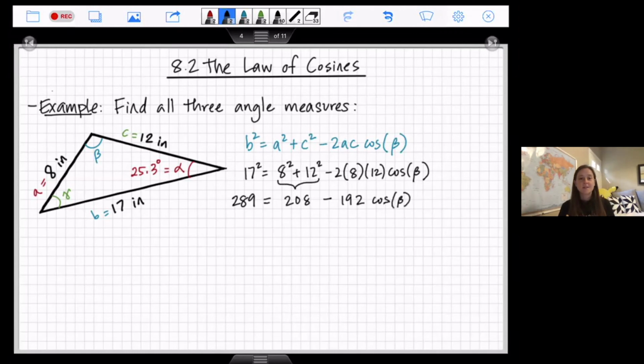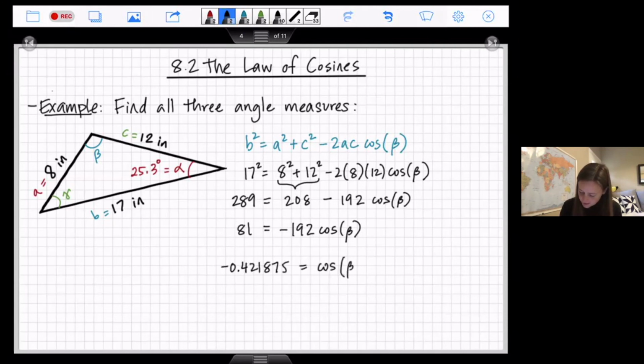And then everything else is going to look very familiar. I'm going to subtract 208 from both sides. So 289 minus 208, I get 81. I got negative 192 cosine beta. Then we're going to divide both sides by negative 192. So 81 divided by negative 192. And I get negative 0.421875. Again, you can just keep the decimals in your calculator. You don't have to write them all down here like I did.